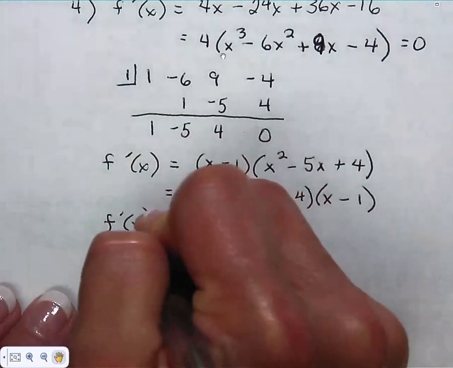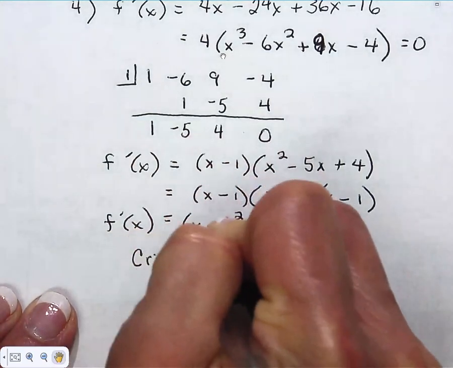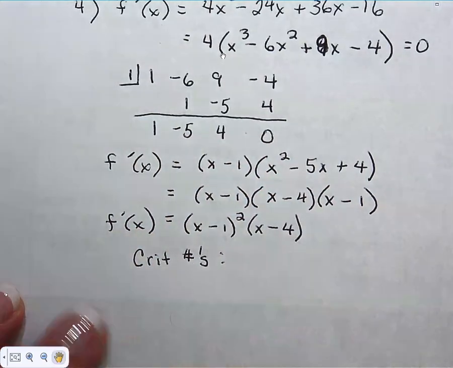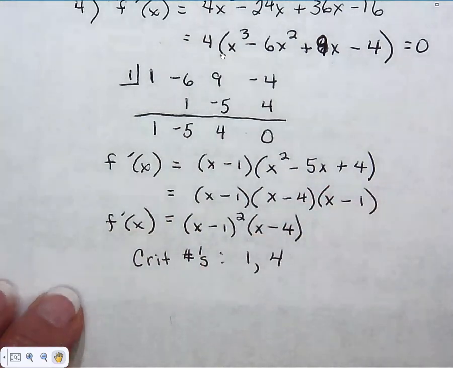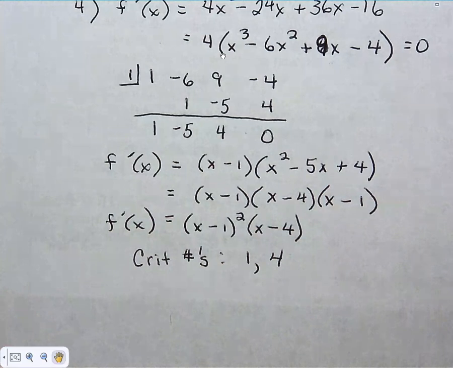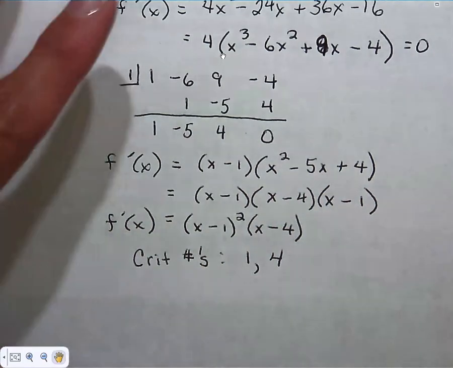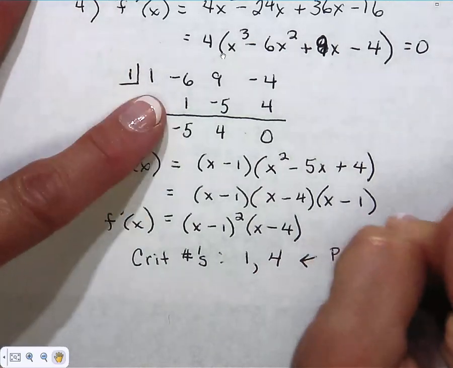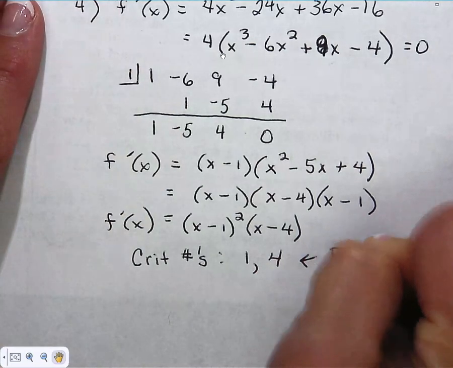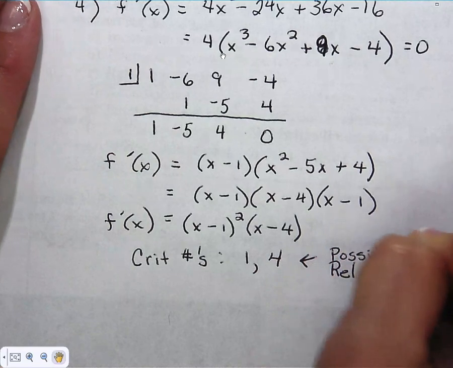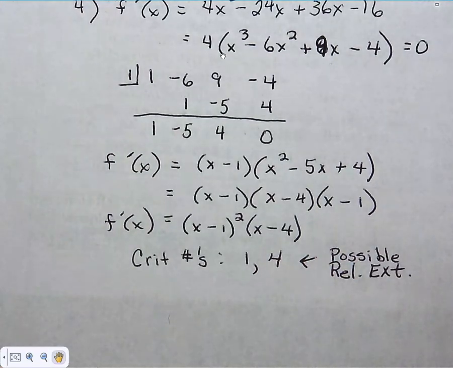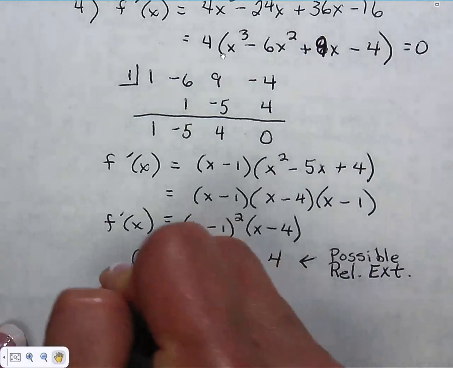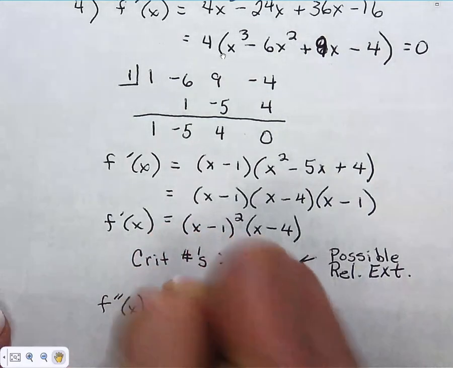So what are my critical numbers? 1 and 4. And because they are critical numbers of the first derivative, that means they're possible relative extrema. I'm just making myself notes because I think in words. I just made my note. Possible relative extrema. I'm going to go ahead and find the second derivative and what makes it 0 while I'm differentiating.